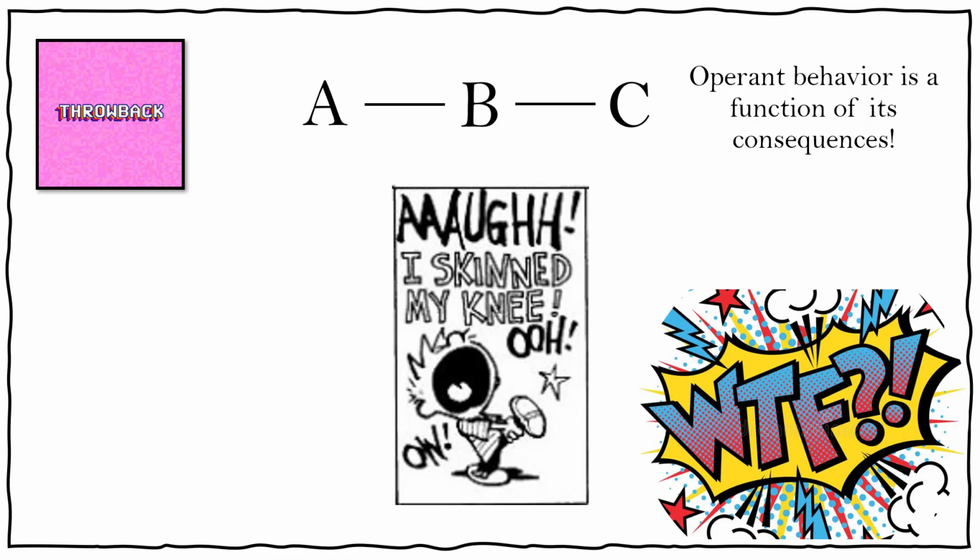I wanted to talk about our 3-term contingency. So remember, our 3-term contingency is what we call the ABCs of behavior. So we have our antecedents, which are the environmental stimuli that occur right before the behavior occurs. We have the behavior, and then we have the consequences, or the environmental stimuli that occur right after the behavior occurs. And we're always looking at the relationship between the behavior and these environmental stimuli, so the behavior and the antecedents and the consequences. Remember that operant behavior is a function of its consequences. So whatever the consequence is determines whether this behavior is going to increase or decrease in the future.